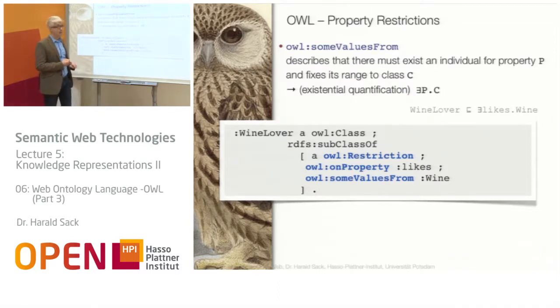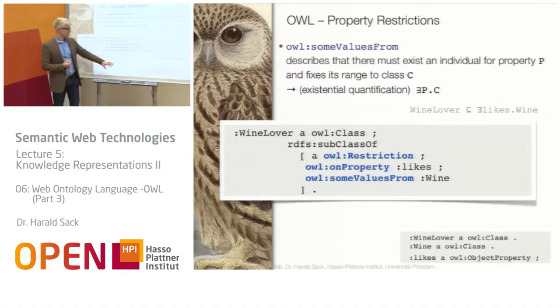So let's have a look at OWL. We define a class wine lover as an OWL class, and we say this is the subclass of a restriction, and the restriction is on the property likes. And here we have the word from the OWL vocabulary, some values from, and this is the existential quantification or existential restriction on the property likes, and it says that there must exist an individual which belongs to the class wine, besides other individuals that each wine lover might also like. So here again, we have as a prerequisite that wine lover is a class, wine is a class, and likes is an object property, where we here don't restrict range and domain.